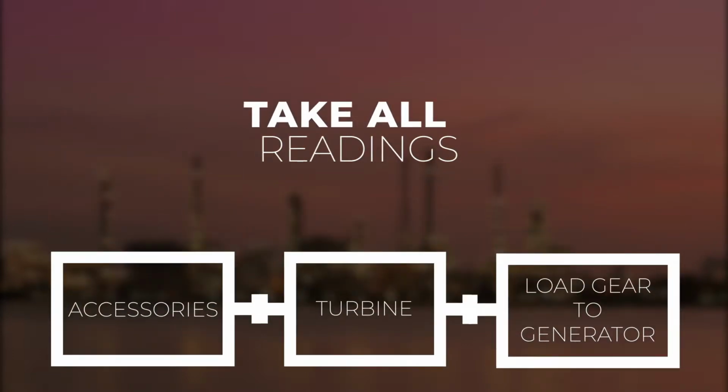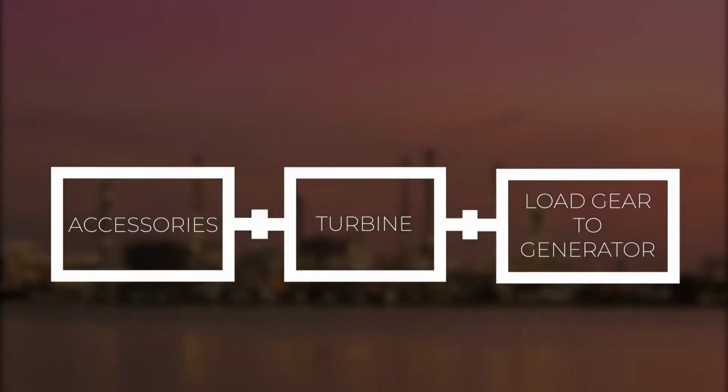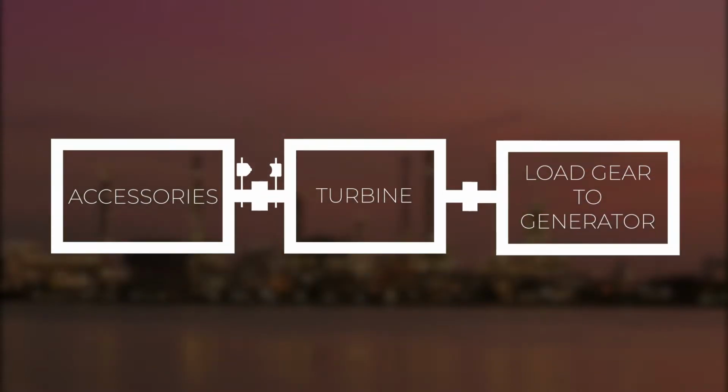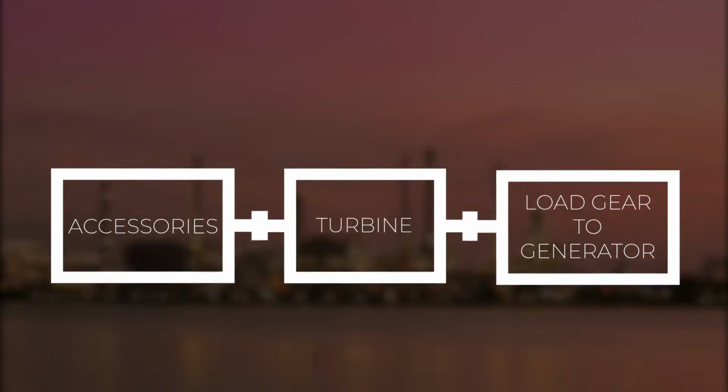With any machine train alignment, we must take all the readings first. We take the readings at the accessory to turbine coupling, and then the readings at the turbine and the load gear to generator coupling. We must make sure we have all the as-found readings before doing anything. Once we take these readings, we examine them so that we can see the alignment as a whole.